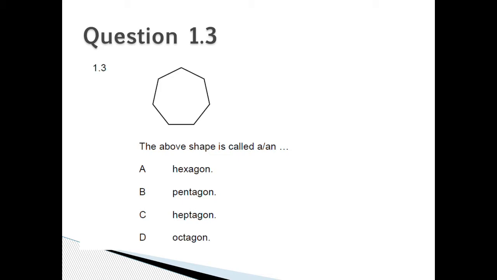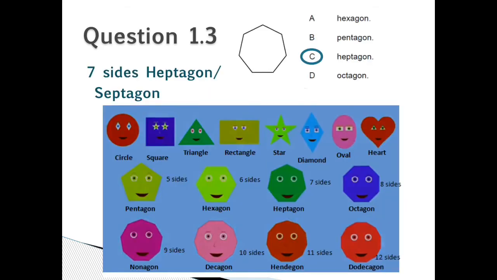The above shape is called A hexagon, B pentagon, C heptagon, D octagon. It has 7 sides. The correct answer is C, a heptagon, because it has 7 sides. The 2D shapes you need to know are a circle, square, triangle, rectangle, star, diamond, oval, heart, pentagon with 5 sides, hexagon with 6 sides, heptagon with 7 sides, octagon with 8 sides, nonagon with 9 sides, decagon with 10 sides, hendecagon with 11 sides, and dodecagon with 12 sides.